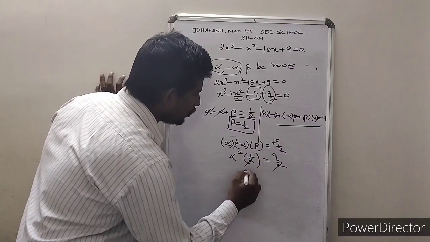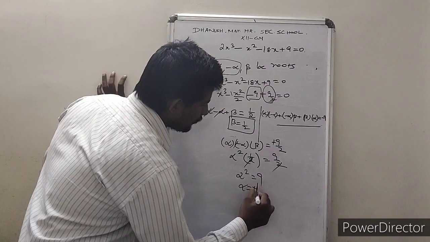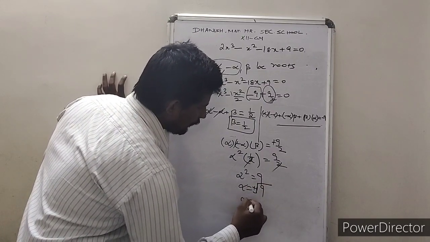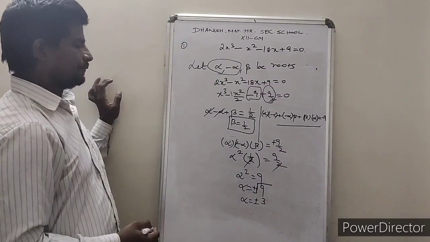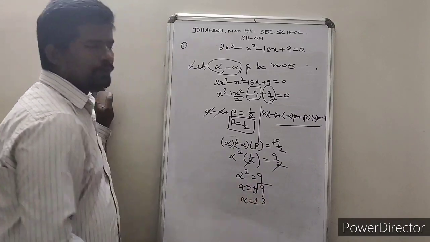These two will get cancelled. So alpha square equal to 9. Alpha equal to plus or minus root 9. That is alpha equal to plus or minus 3.